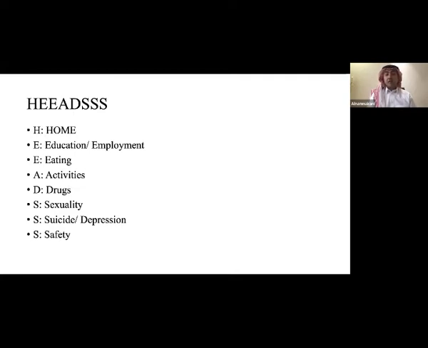E is for eating, a very important task. A is for activities, what they do for fun. D is for drugs. We have triple S. The first S is for sexuality. The second S is for suicide and depression. And the last one is to assess safety at home or in different places.